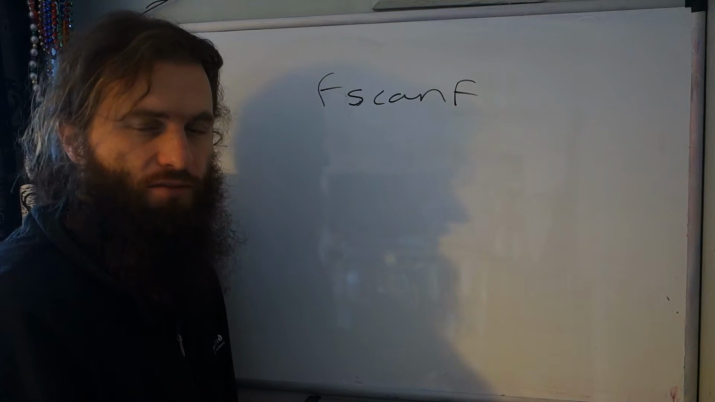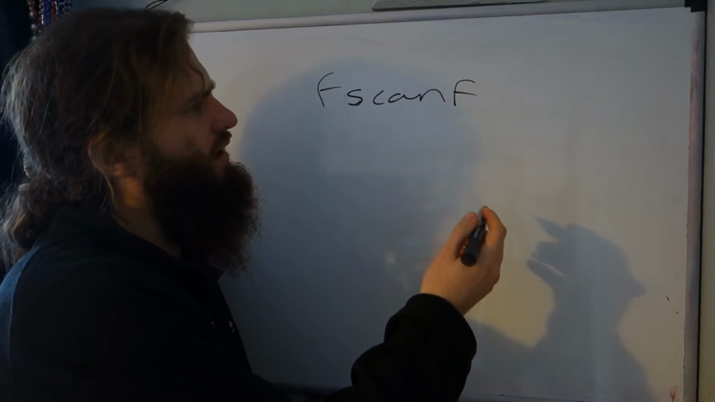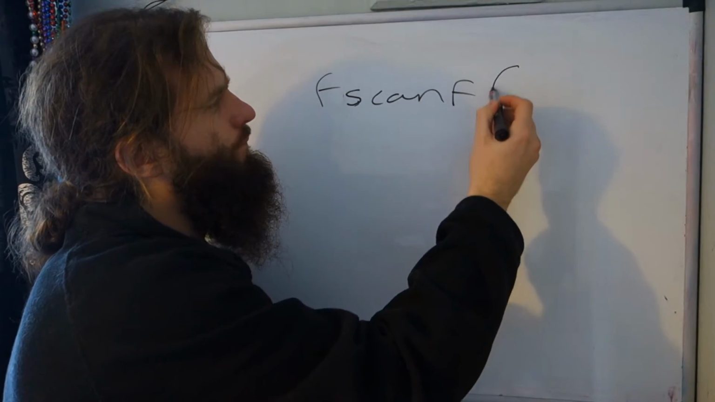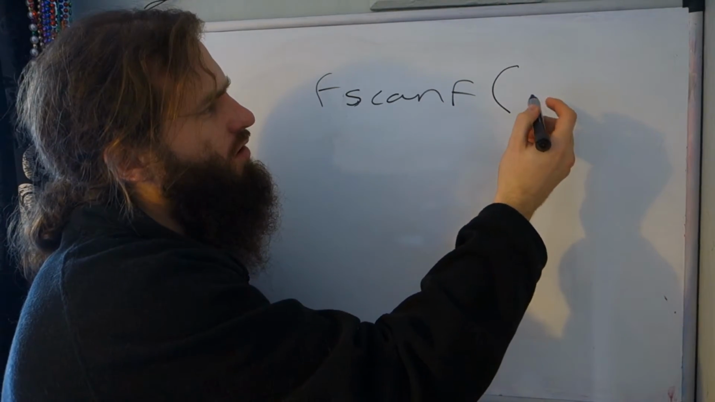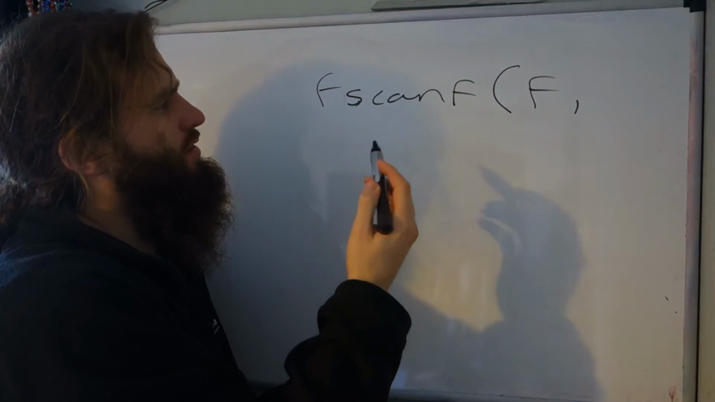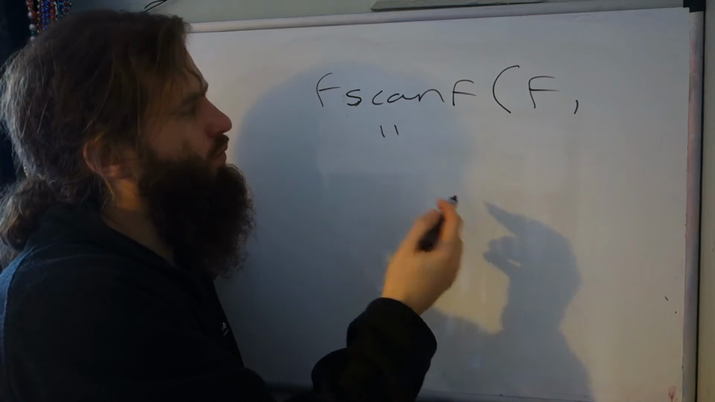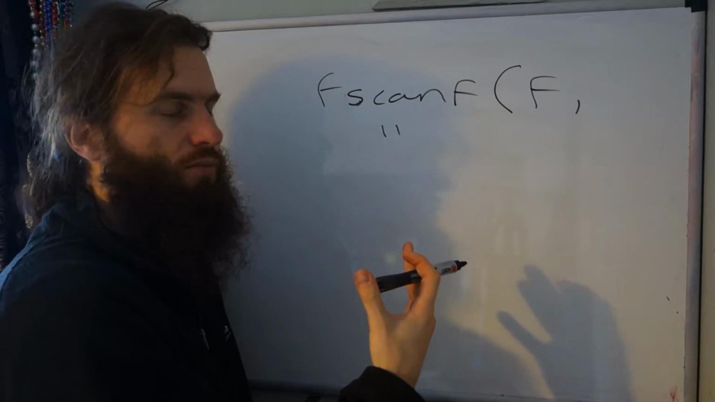So fscanf takes a variable number of arguments like printf does. And let me show you what those arguments are. The first argument is the file. The next argument is a format string. And what fscanf is doing, it's reading from the file.